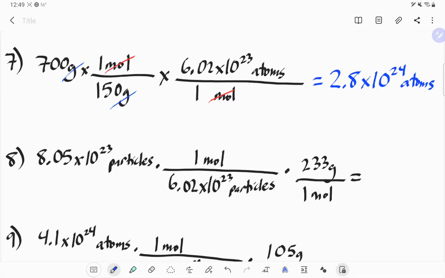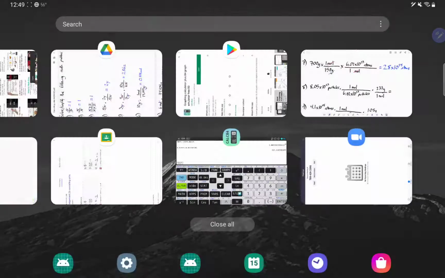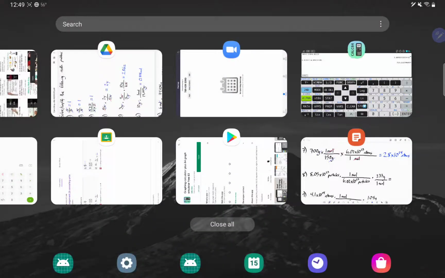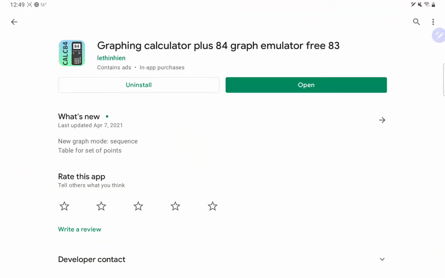All right, and just to make sure we have that typed into our calculator correctly, I have a TI-84 calculator here. I would suggest downloading one of these from your app store on your phone or finding one online. Here's what the one I'm using is called.